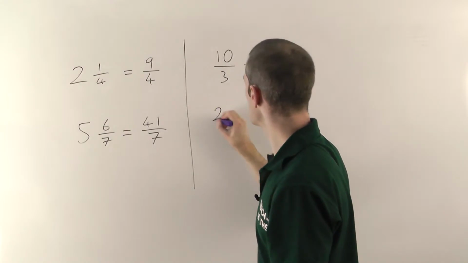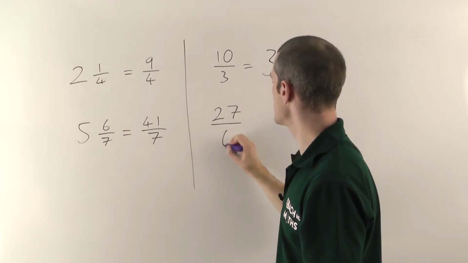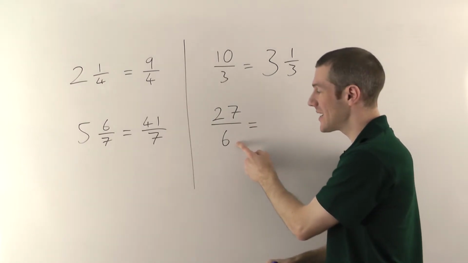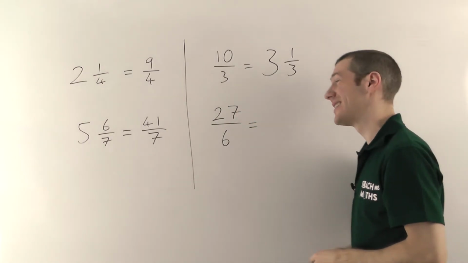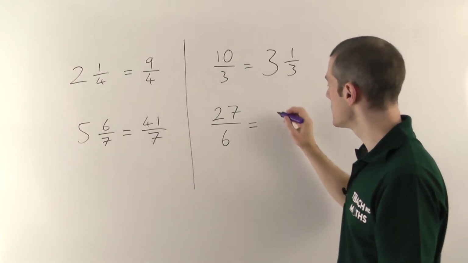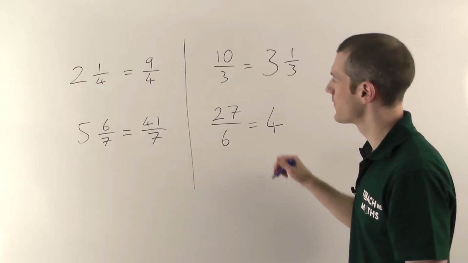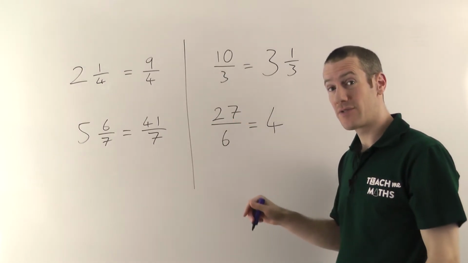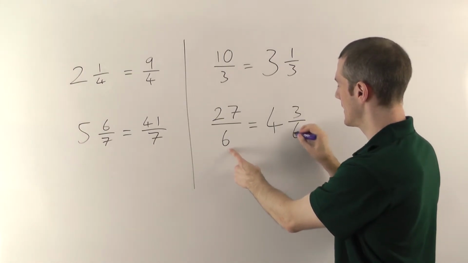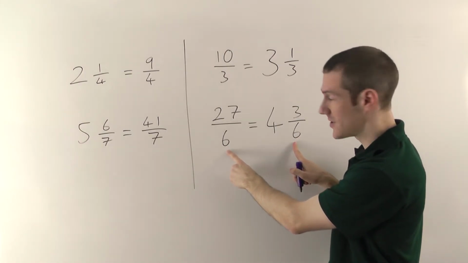We'll do 27/6. So again, you simply divide the top by the bottom. How many times does 6 fit into 27? Well, 4 6s will give you 24. So you're going to get 4 whole ones out of that. And the remainder from 24 up to 27 is going to be 3. So you're going to have 3 6ths left over. The number on the bottom never changes.